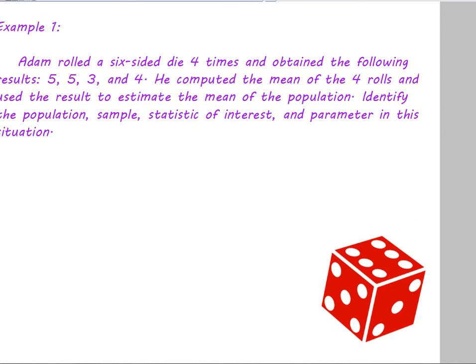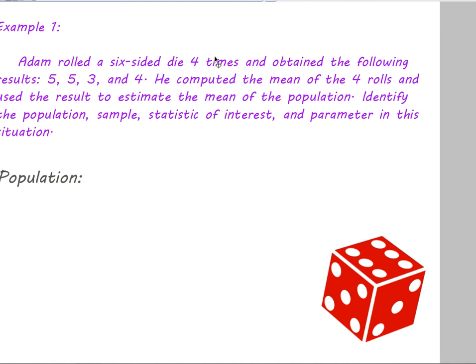So let's take a look at three quick examples and determine what the population, the sample, the statistic, and the parameter are for each. So first we have Adam. He rolled a six-sided die 4 times and got a 5, a 5, a 3, and a 4. And then he computed the mean for his 4 rolls and used the result to estimate the mean for an entire population. So first, what population did he intend to measure for?